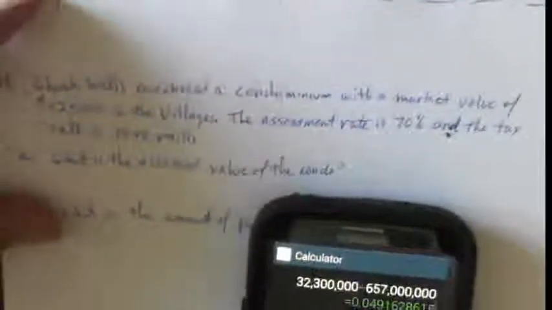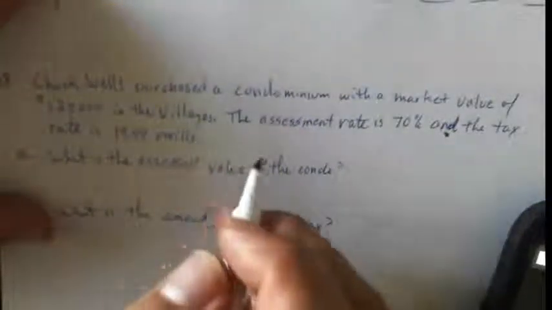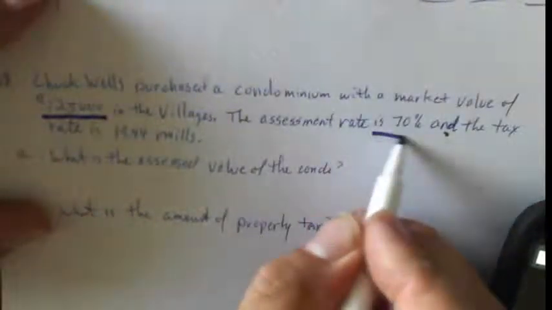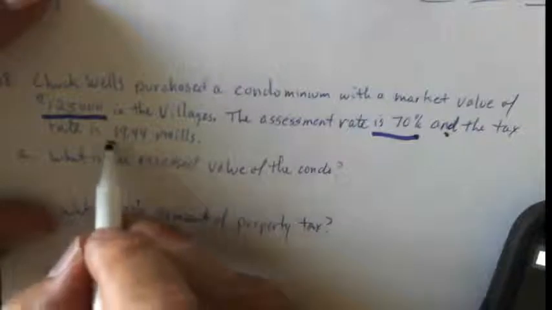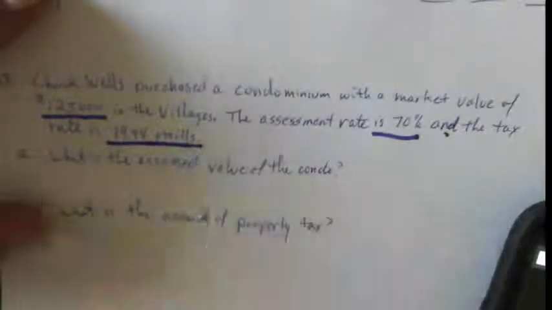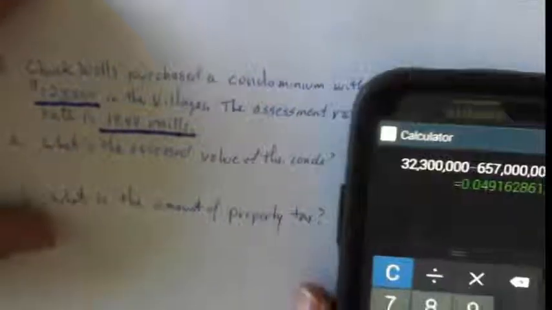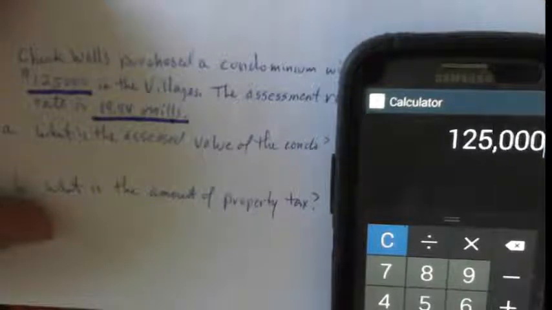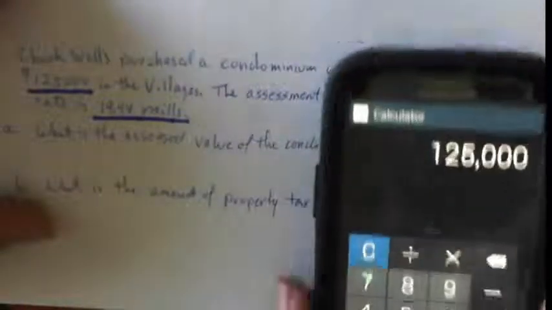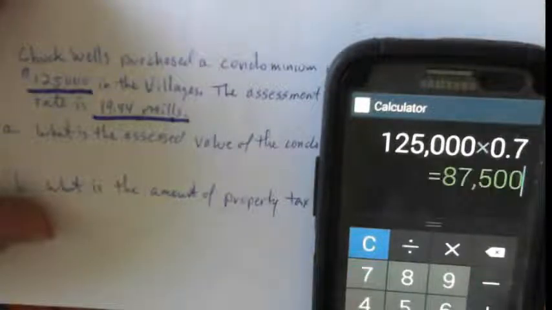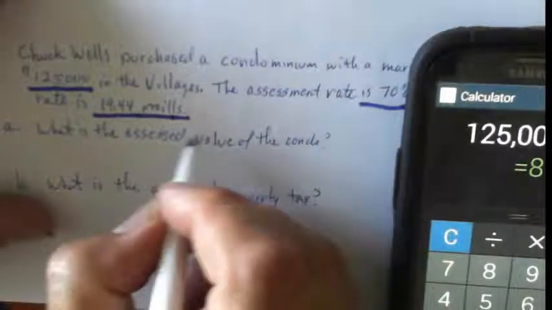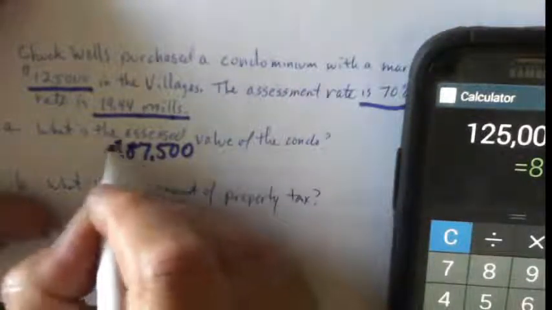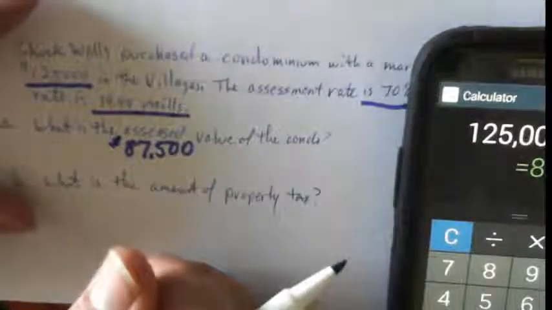Number 18 was the next one, where we had Chuck Wells purchase a condominium with a market value of $125,000. The assessment rate is 70%, and the tax rate is 19.44 mils or per 1,000. So what is the value of the condo? So let me kind of scoot that over here. So we have 125,000, and the assessment rate was 70%. So I'm going to multiply that by 0.7. So then our assessed value then is going to be 87,500. Okay. So that one's pretty straightforward.